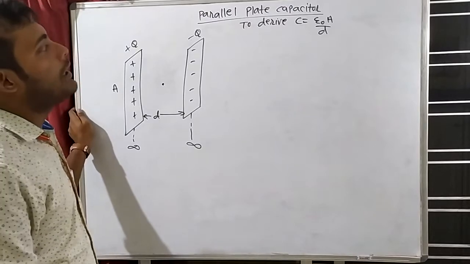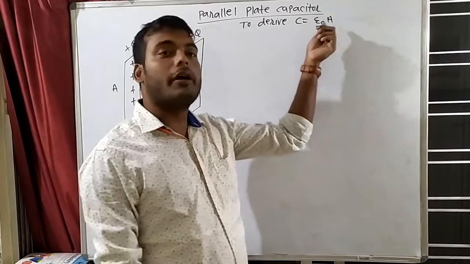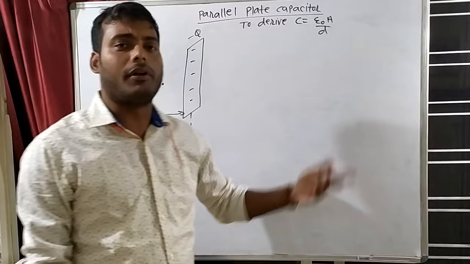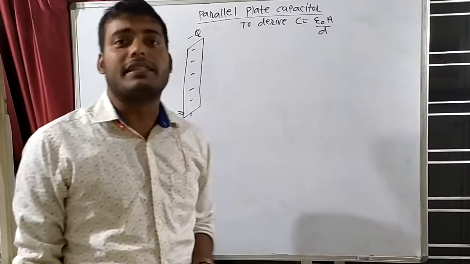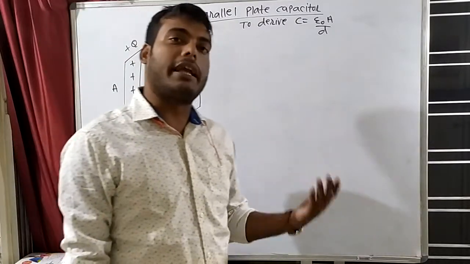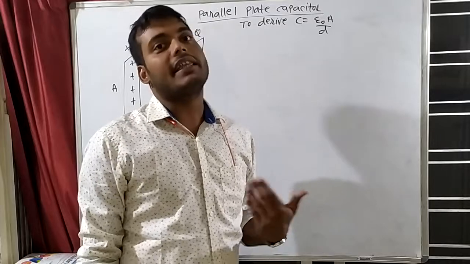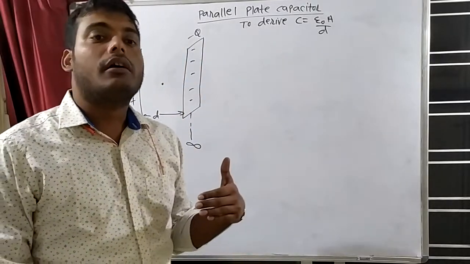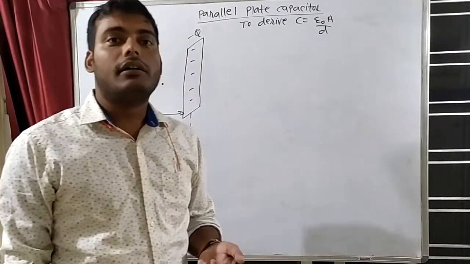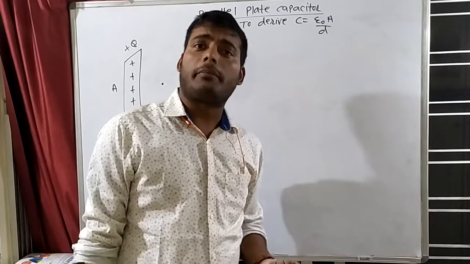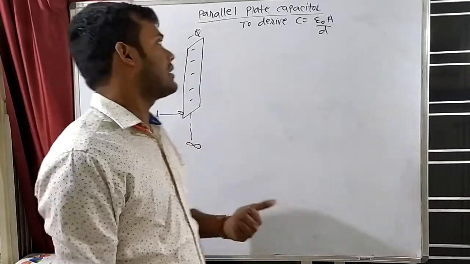Today I will first derive the formula C is equal to epsilon naught A by d. We will see how to do the derivation, and after that we will take some numerical questions on series and parallel combination of capacitors. The concept I have discussed earlier, you can see my lecture there.